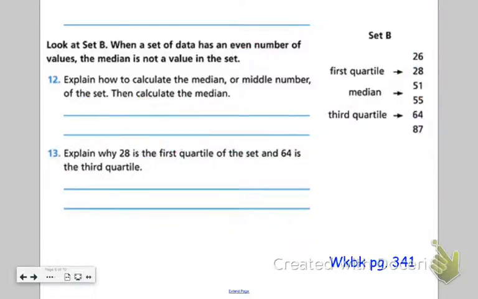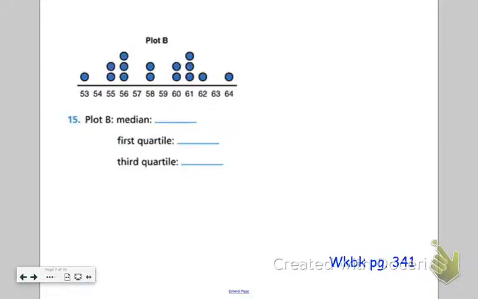All right, we're going to do one more together, and then you can do the other one on your own. This is plot B. I left plot A for you to do on your own. What we're going to do is find the median, the first quartile, and the third quartile for all this data. When it's in a dot plot, I like to take all the numbers out of the dot plot and list them out.